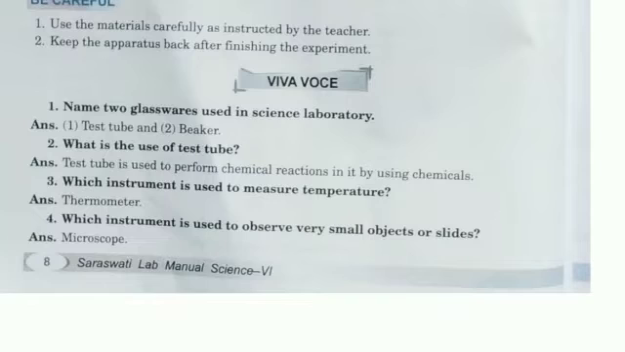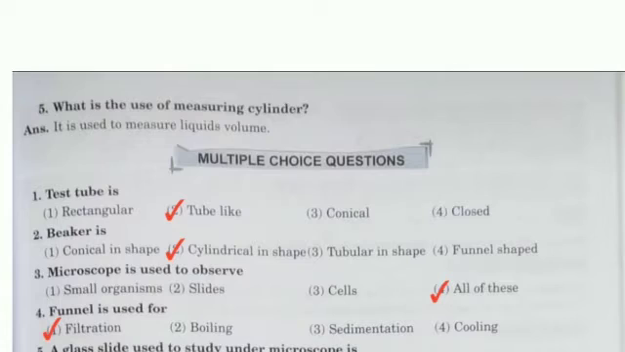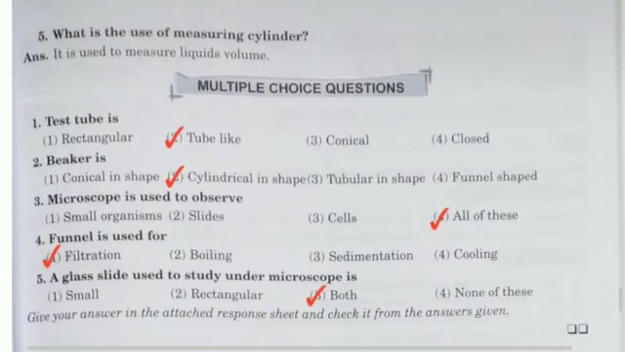Name 2 glassware used in a science lab. I told you, test tube and beaker. What is the use of a test tube? A test tube is used for chemical reactions. Which instrument is used for measuring temperature? Thermometer. Which instrument is used to observe very small objects or slides? Microscope. What is the use of a measuring cylinder? To measure liquid volume. Now questions.